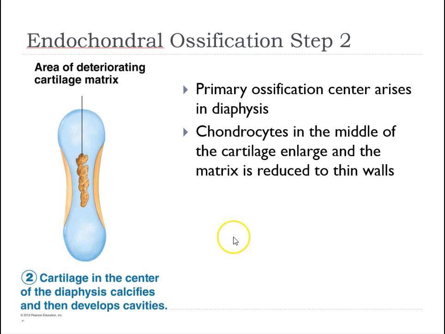Step 2 is going to be that the primary ossification arises from the diaphysis. Remember, that's the shaft that we talked about in lab. And these chondroblasts in the middle of the cartilage will enlarge, and the matrix is reduced to thin walls. Remember how this one doesn't really have a lot of spongy material, that trabecula? The trabecular bone is usually at the ends of the bone, and we'll see how that gets made soon.